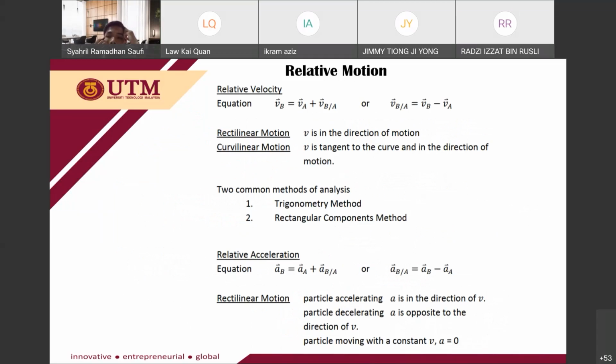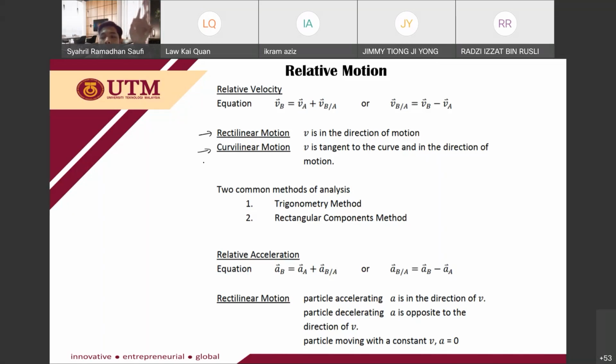All right. So in this chapter, you will deal with two kinds of motion. In chapter 2, you deal with rectilinear motion only. In chapter 3, you deal with curvilinear motion only. But in this chapter, you will deal with two types of motion, which are rectilinear and curvilinear motion. Both particles are in motion, particle A and particle B. Particle A is moving with rectilinear motion, particle B is moving with curvilinear motion.